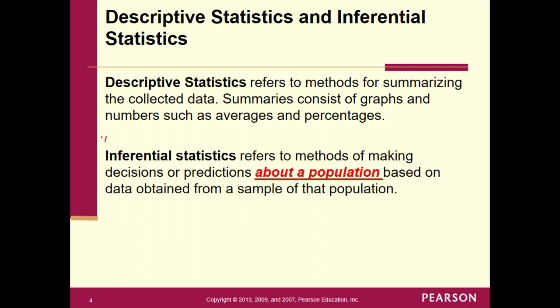And inferential stats, this is why you guys are here. That's why I'm putting a little asterisk here. Maybe I'll put even a bigger one here. So this should actually get 5 asterisks. Inferential statistics refers to the methods of making decisions or predictions about a population. There it is again, about a population, based on data obtained from the sample. So inferential statistics is making predictions, decisions about what? About a population.